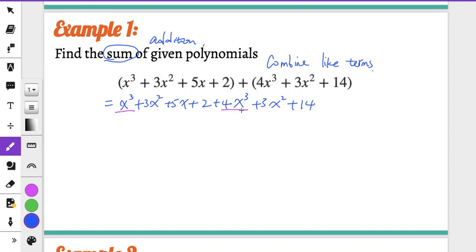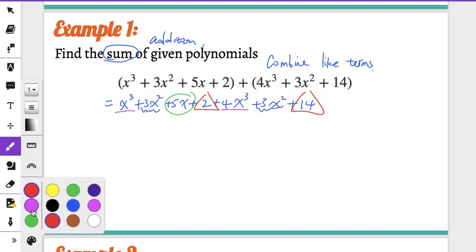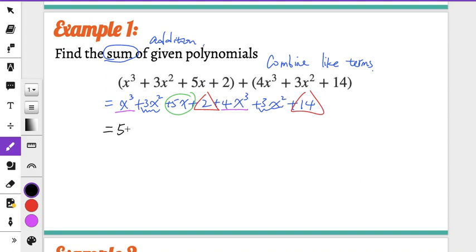So x to the third with 2x to the third power, 3x squared with 3x squared, then 5x. But we don't have any like term for 5x, right? So we can just leave it there. And then lastly, we have 2 and 14, and we call them constant terms. So next we just write down the final answer. x to the third plus 4x to the third is actually 5x to the third. Again, there is an invisible one here. One thing I want to remind you: when you combine like terms, the variables must be the same.